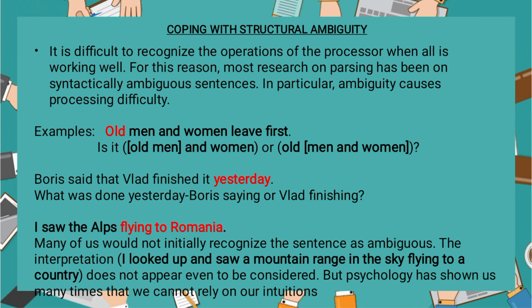In the first sentence, "Old men and women lived first." It is unclear whether old men or old men and women are living first. In the second sentence, "Boris said that Vlad finished it yesterday." It is unclear whether Boris said something yesterday or Vlad finished something yesterday. The third sentence, "I saw the Alps flying to Romania." It is also ambiguous. It is unclear whether the speaker saw the Alps physically moving to Romania or if they simply saw the Alps in the sky, which is a mountain range.